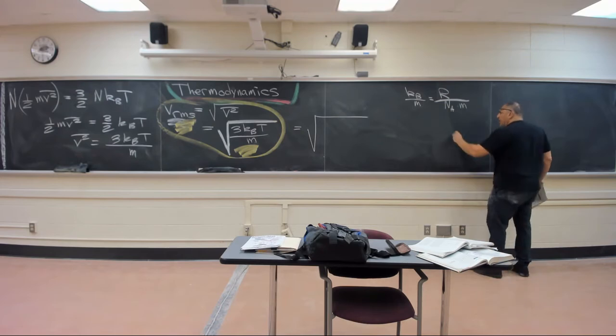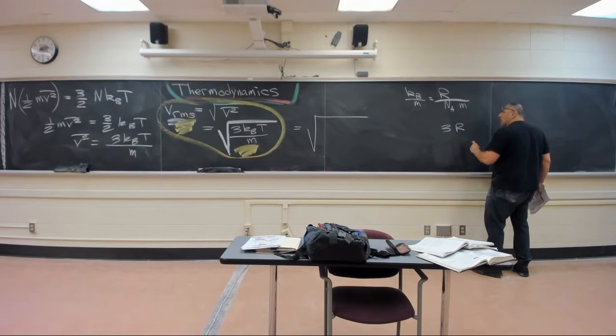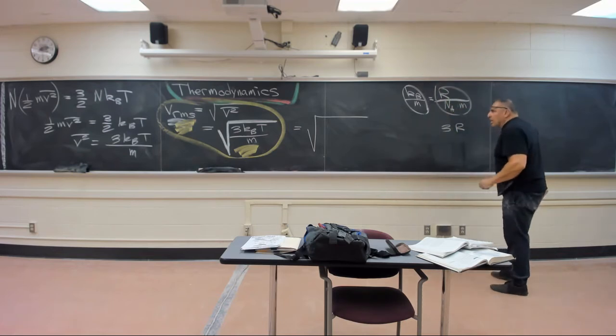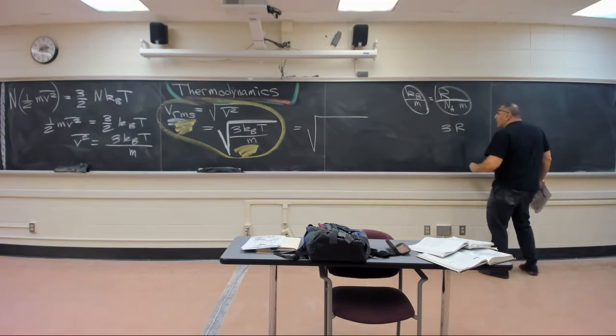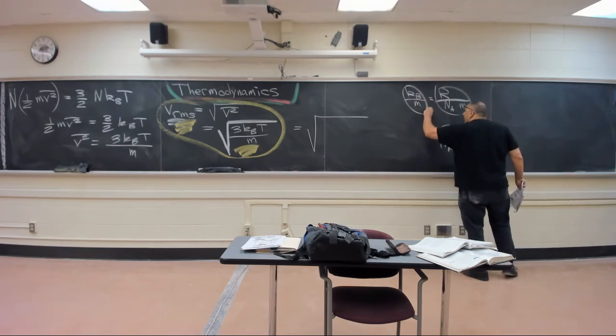So if you put 3 kBT over M, KB over M is R, KB over M, okay, this is KB over M, R over NA, small m, the mass of the molecule. R over all this is the same as that, okay.